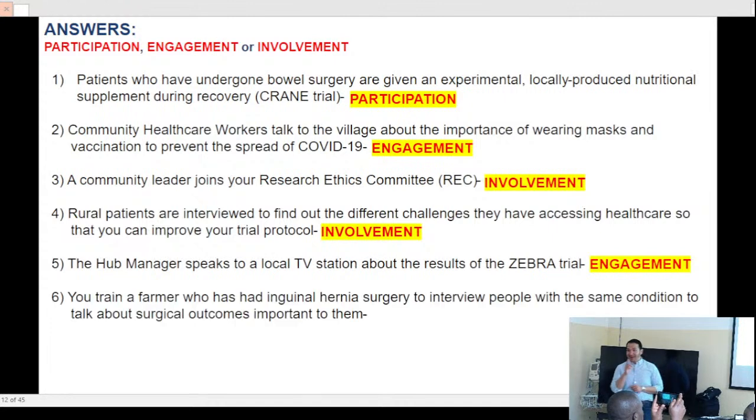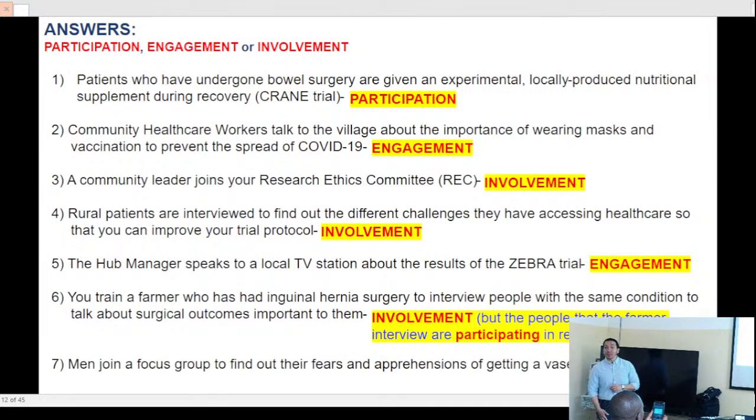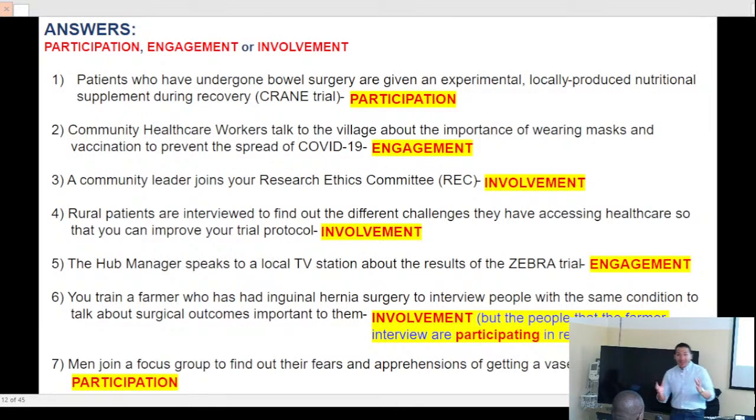You train a farmer who has had inguinal hernia surgery to interview people with the same condition to talk about surgical outcomes important to them. So, each farmer interview is research because the results will be qualitative data. Men from the focus group, what are their fears and apprehensions about getting vaccinated. So focus group. Good.